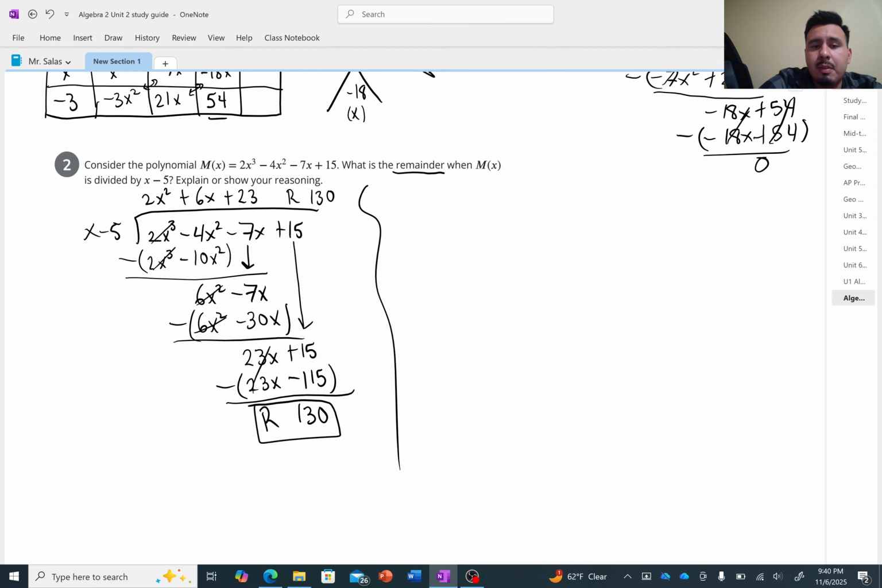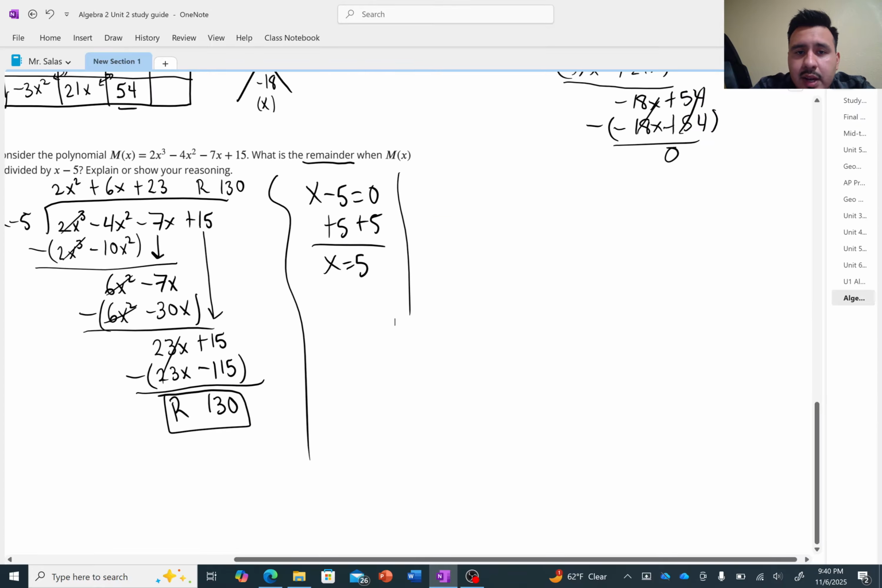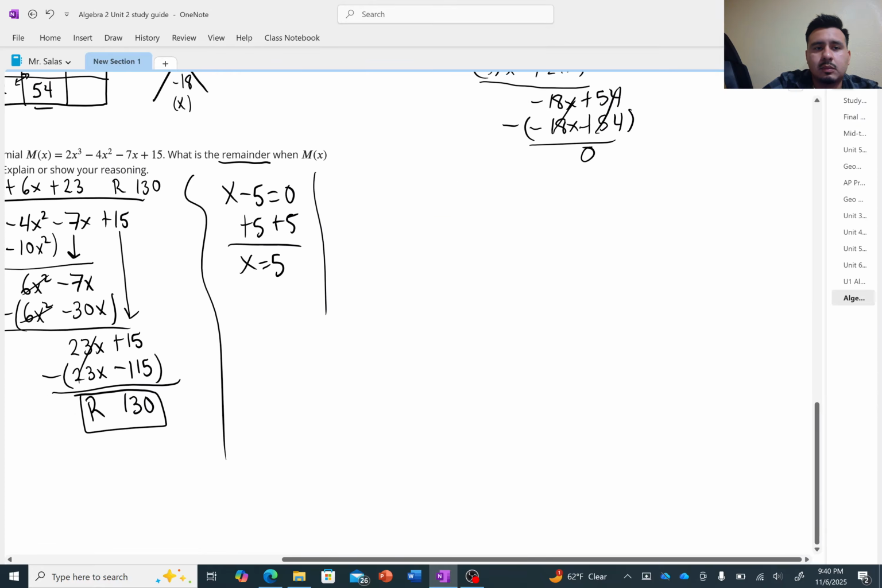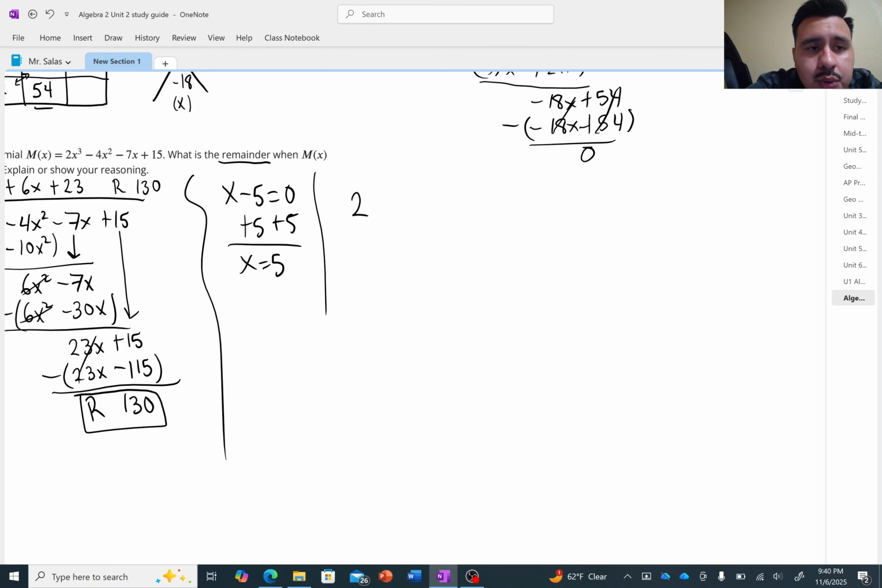Or this is the other method. If I know I'm using x minus 5, I just set it equal to 0. I add 5 on both sides. And I get that x is equal to 5. And I'll just plug in the 5 to my equation. So it's going to be, let me scoot this a little bit to the right so that I have more space. I can say 2 times 5 cubed minus 4 times 5 squared minus 7 times 5 plus 15.